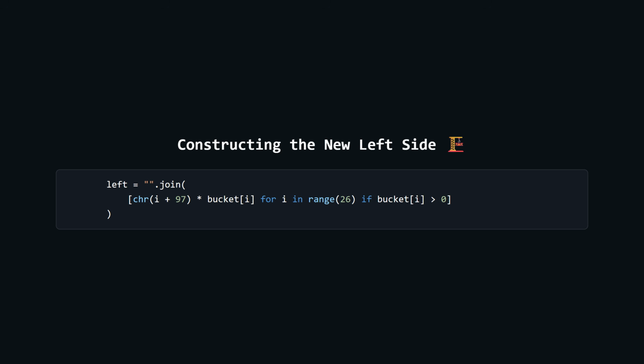Now we build our sorted left half. We just walk through our buckets from A to Z. If a bucket has a count greater than 0, we add that letter to our new string that many times. Because we check A first, then B, and so on, it's automatically in perfect dictionary order.